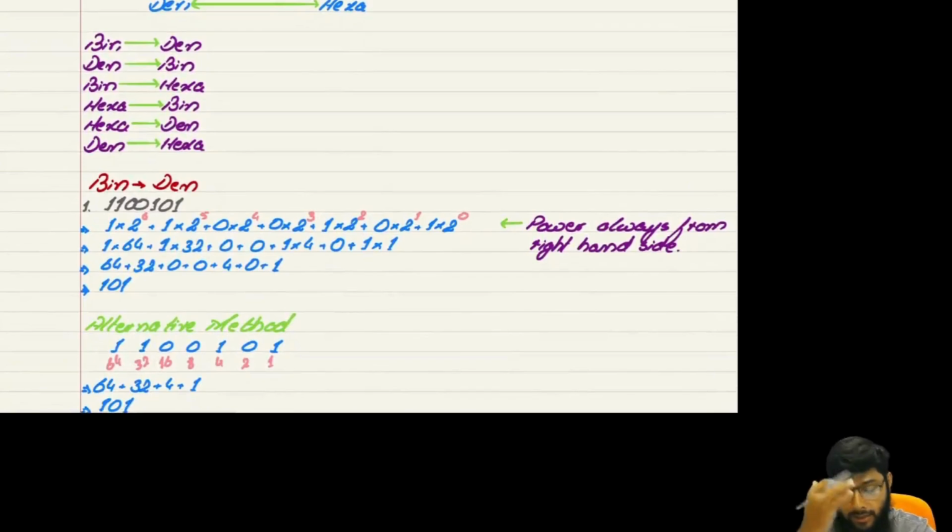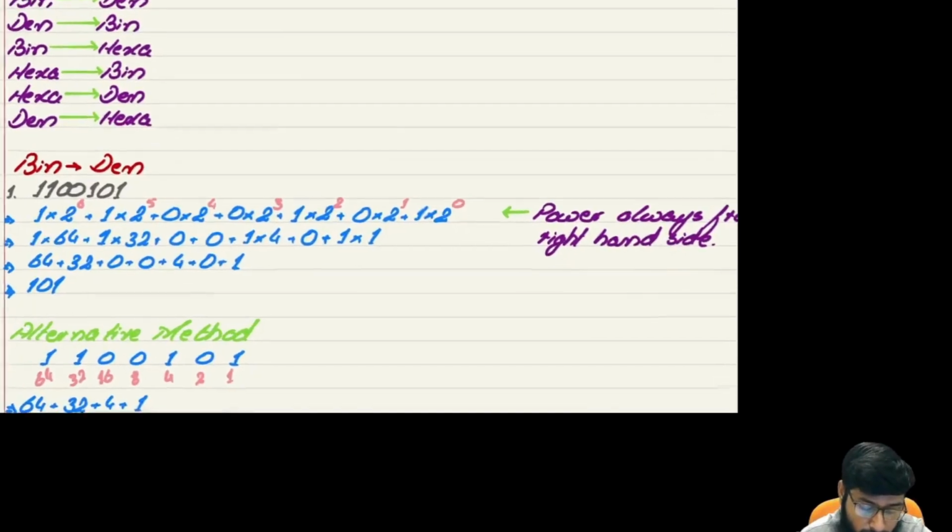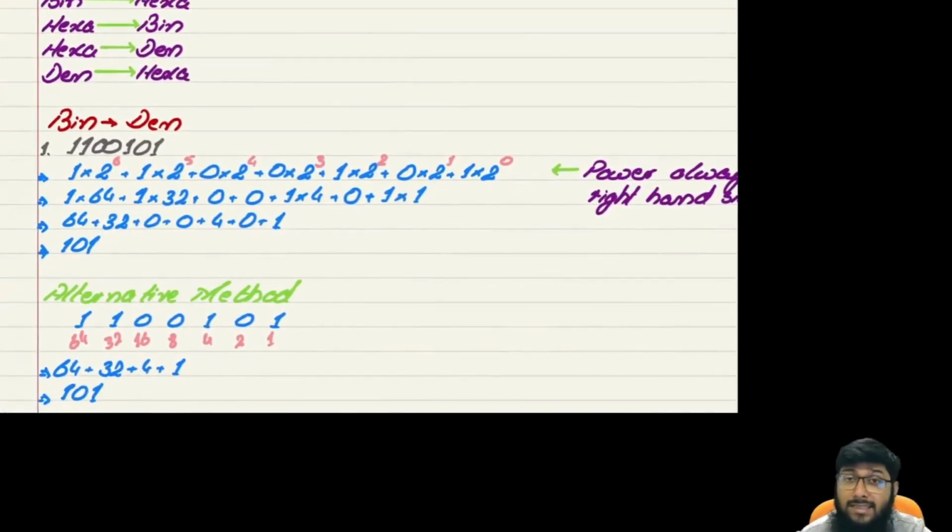Now coming towards binary to decimal, or binary to denary. What do we do for binary to decimal? Let's assume we have the number 1100101. We need to convert this number into the decimal number format. How are we going to do that? We multiply 1 by 2, then again 1 by 2, with addition between them, plus 0 by 2, plus 0 by 2, plus 1 by 2, plus 0 by 2, and plus 1 by 2 once again.